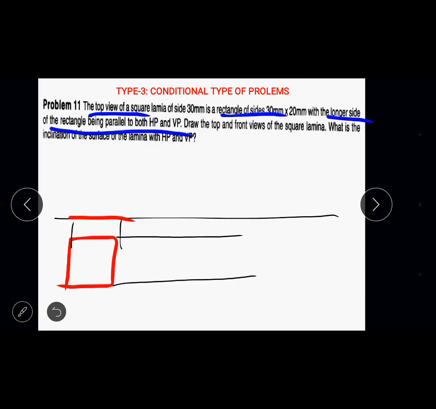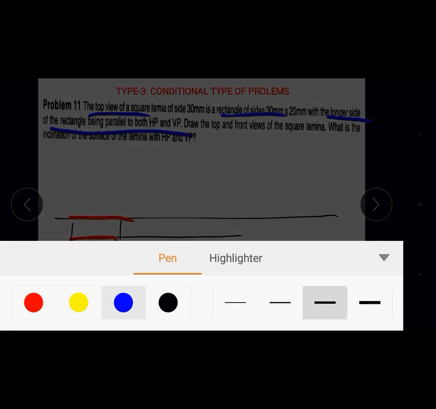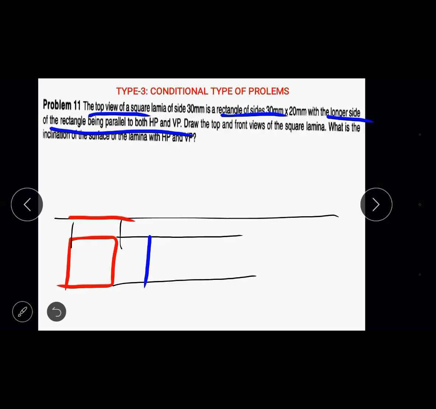Let me change the color. This is 30 mm and then 20 mm, then again 30. In this way I constructed a rectangle of 30 and 20. So this is 30 and this is 20.